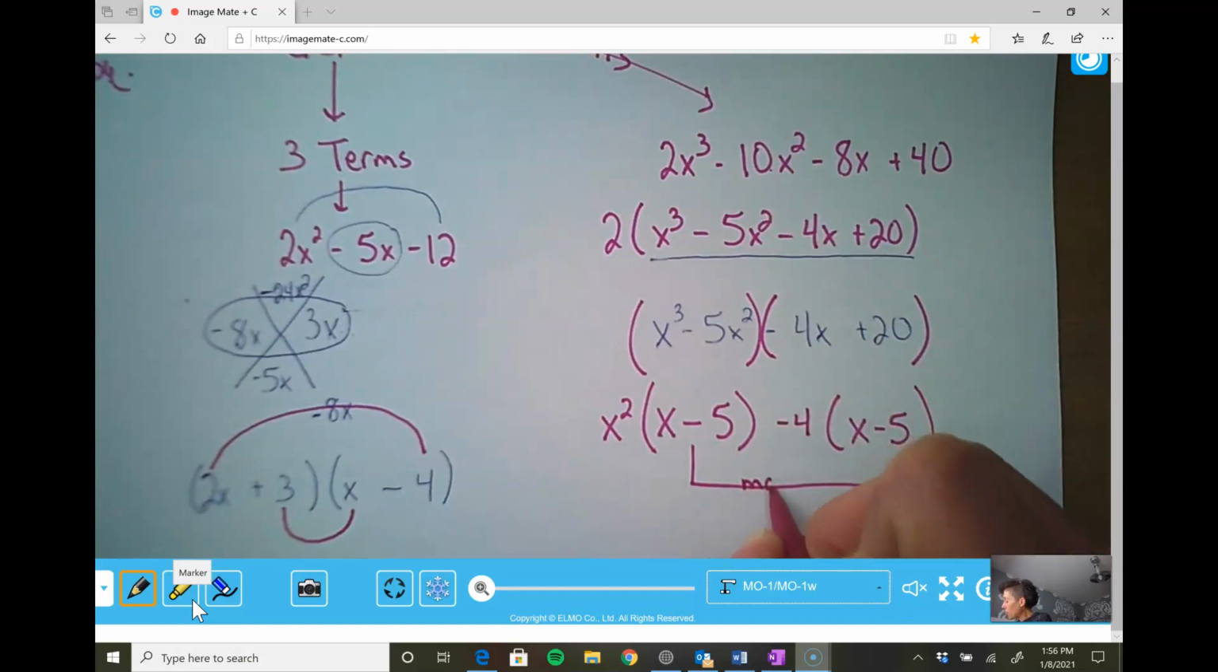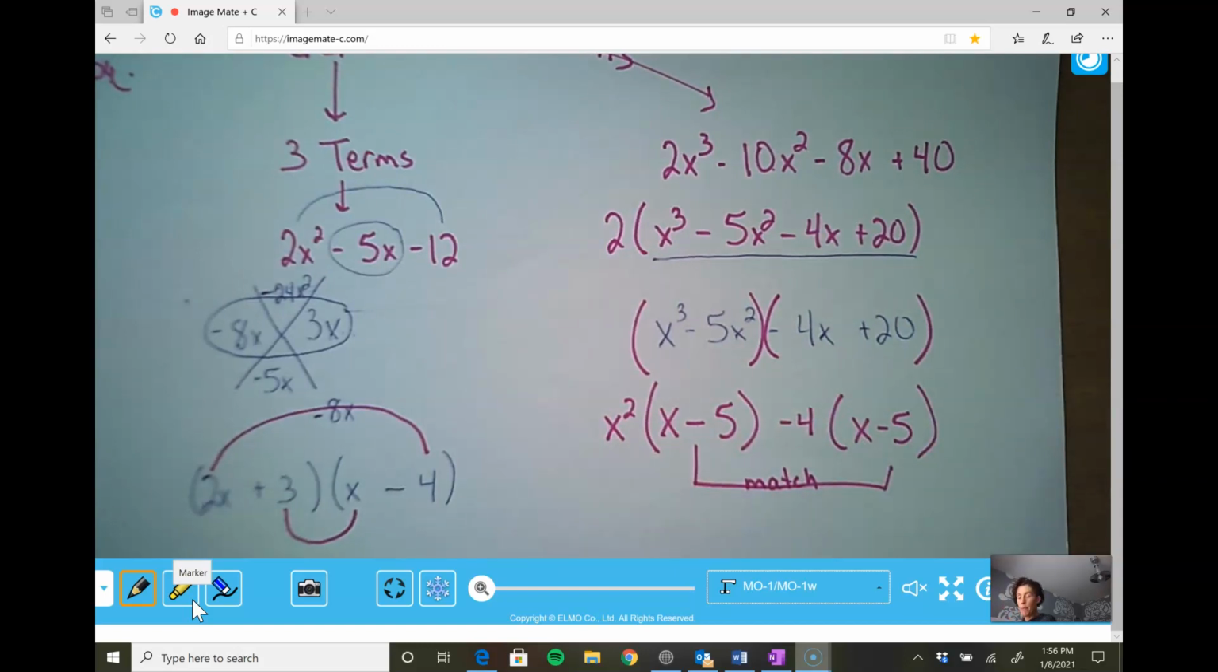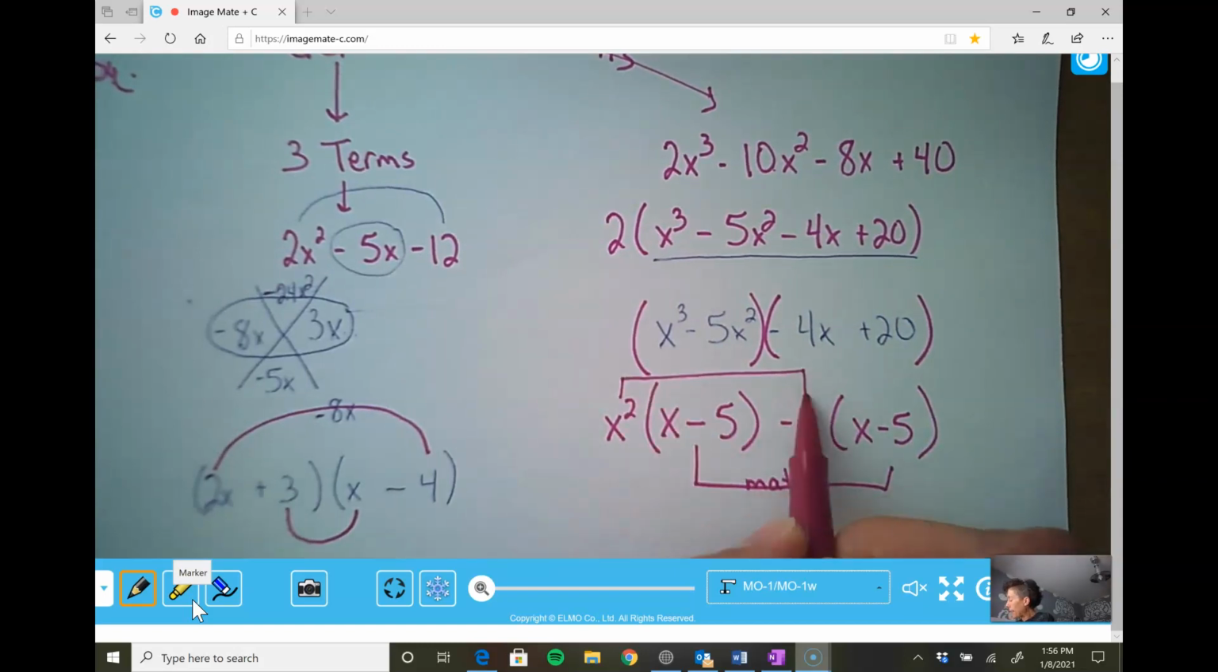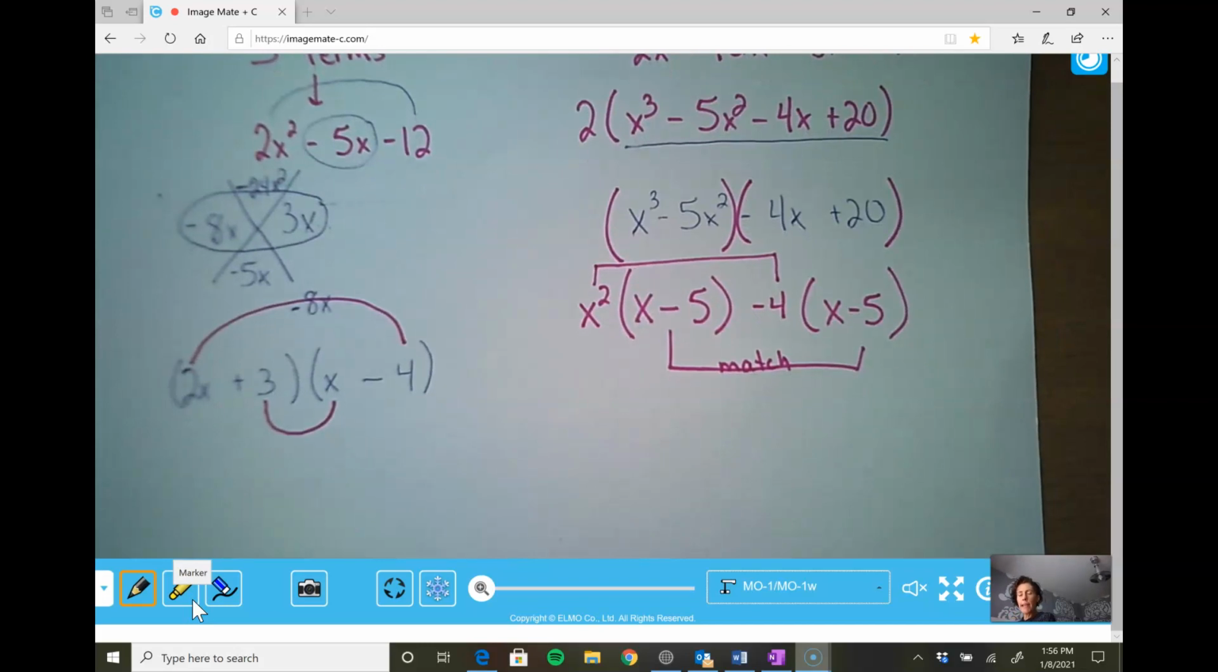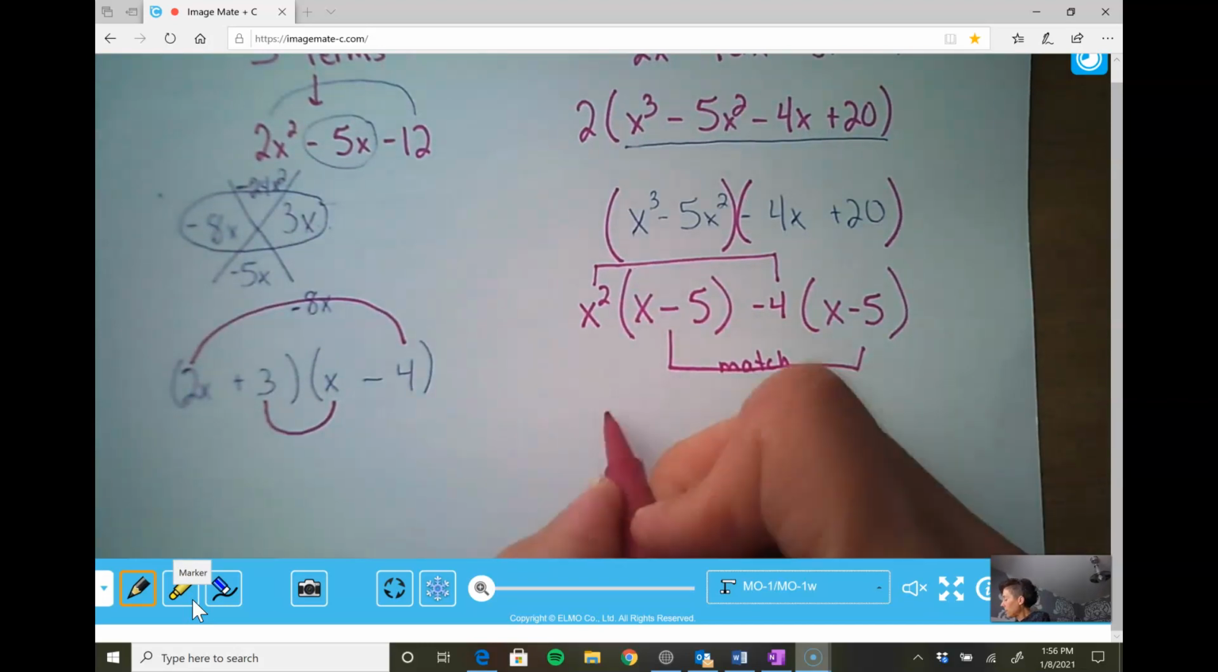So I'm going to write the word match here. Remember, these have to match. But I'm also now going to draw a bracket here. And now you actually have your factors, or your neighbors.